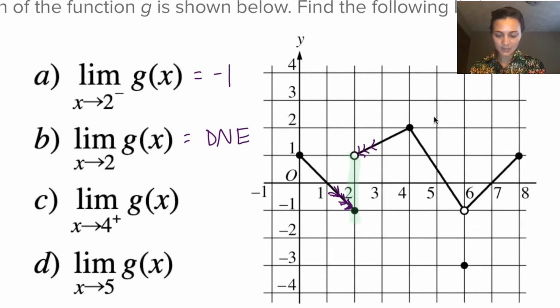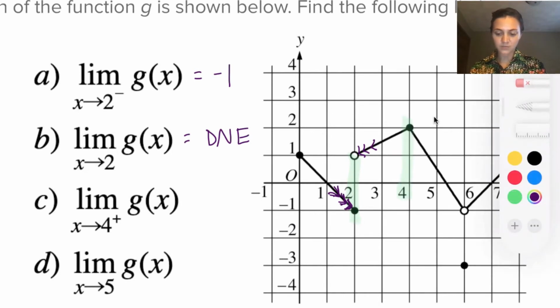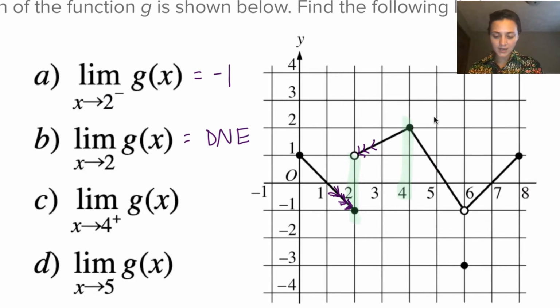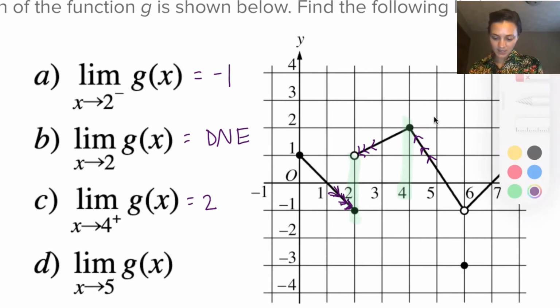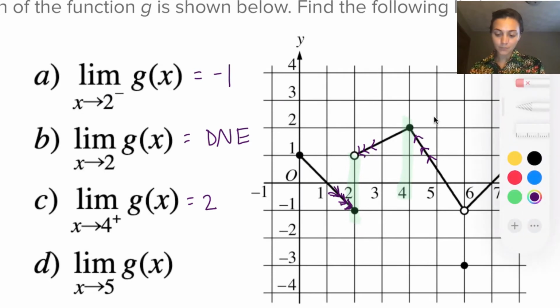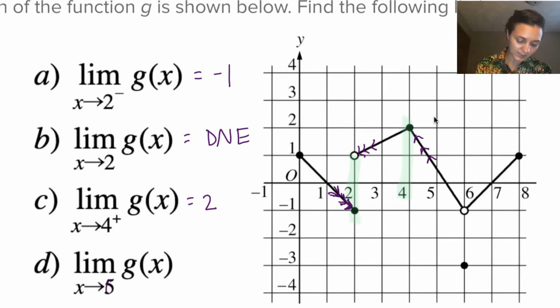Part C looks at the limit as x approaches 4, and that specifies from the right. You don't really need that because from the left and the right, they're the same. They're both going to 2. So the limit as x approaches 4 from the right is 2. And then finally we have, oops, I think I did a typo on this. I'm 100% certain that I wanted to say 6 right here. So I'm going to change that to a 6.